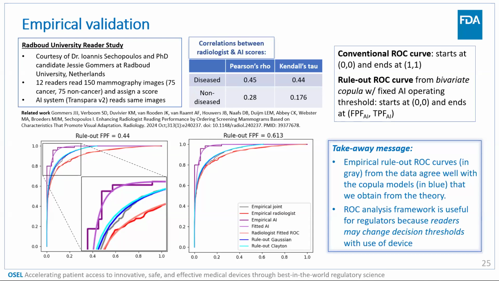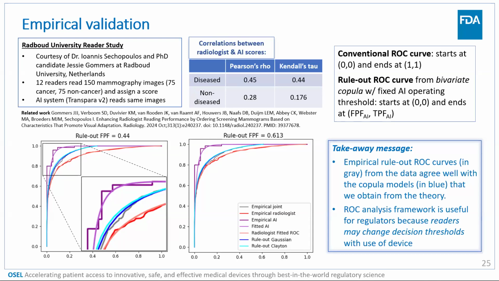And then the combined radiologist ROC is in red here. And then we got an empirical rule-out curve by basically, at some threshold, over here we have a rule-out FPF of 0.44. And that corresponds in this case to ruling out 30% of the patients. This corresponds to ruling out 20% of the patients.